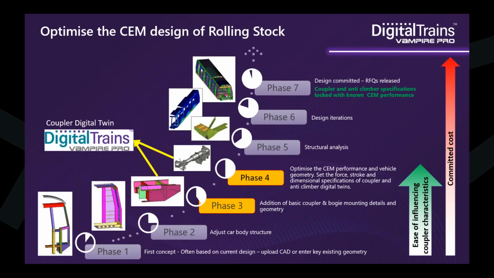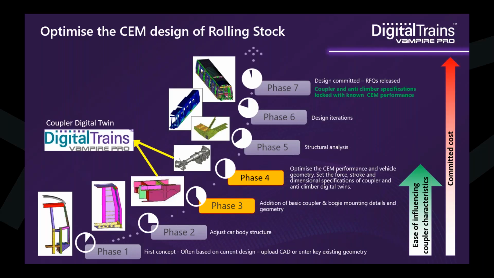So what we're showing here is a typical process followed by train manufacturers when designing new rolling stock vehicles. If we start at the bottom, phase 1 and 2 are the initial concept design stages. But then really it's phase 3 and 4 where Digital Trains can be a powerful addition to the process. At this stage, a digital twin of the rolling stock can be created within Digital Trains, and impact simulations can be run to define the crash energy management and the bogie systems needed to meet the end user's needs.